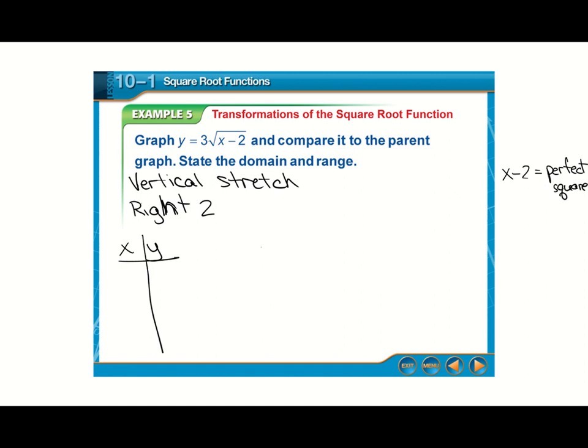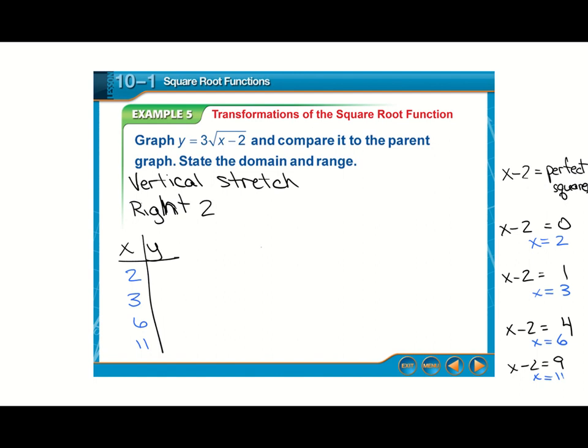So what are my perfect squares? I want this to equal 0. I want it to equal 1. I want it to equal 4. And I want it to equal 9. So then what do my x values need to be for that to happen? Add the 2. So 2, 3, 6, and 11. If you need to pause it here, you can. My whole point, though, is to get perfect squares under the radical. So I'm going to put these numbers in. And again, that is always the hardest part for people. So if you're confused right now, it's okay. You can always call me on Teams and ask me about it.